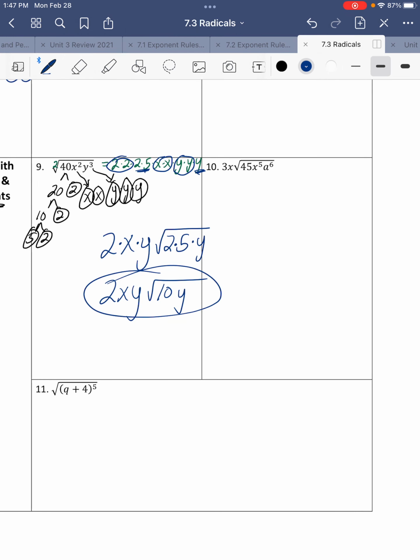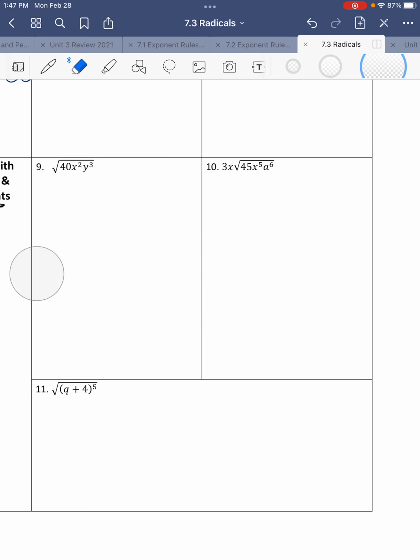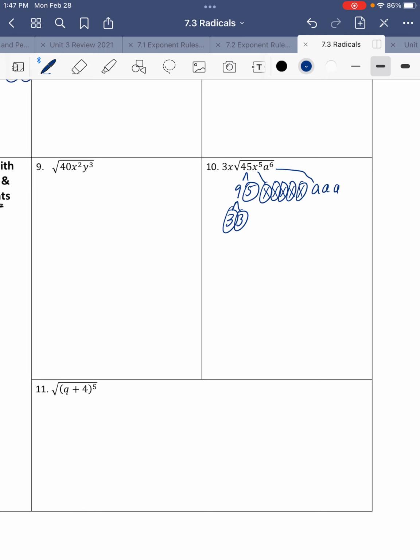On number 10, we're going to break down the radicand, the number on the inside, so that's 9 times 5. 5 is prime, 9 is not, 3 times 3. X to the fifth means x times x times x times x times x. Those are your prime variables. A to the sixth is 1, 2, 3, 4, 5, 6 a's. Those are your prime a's. Let's write this all out. So it's 3 times 5 times 1, 2, 3, 4, 5 x's and 1, 2, 3, 4, 5, 6 a's.